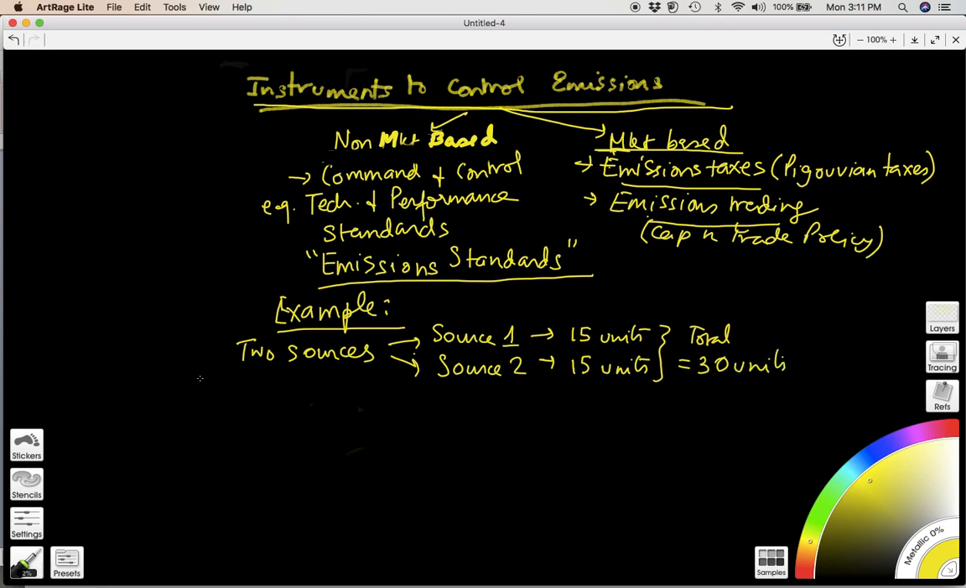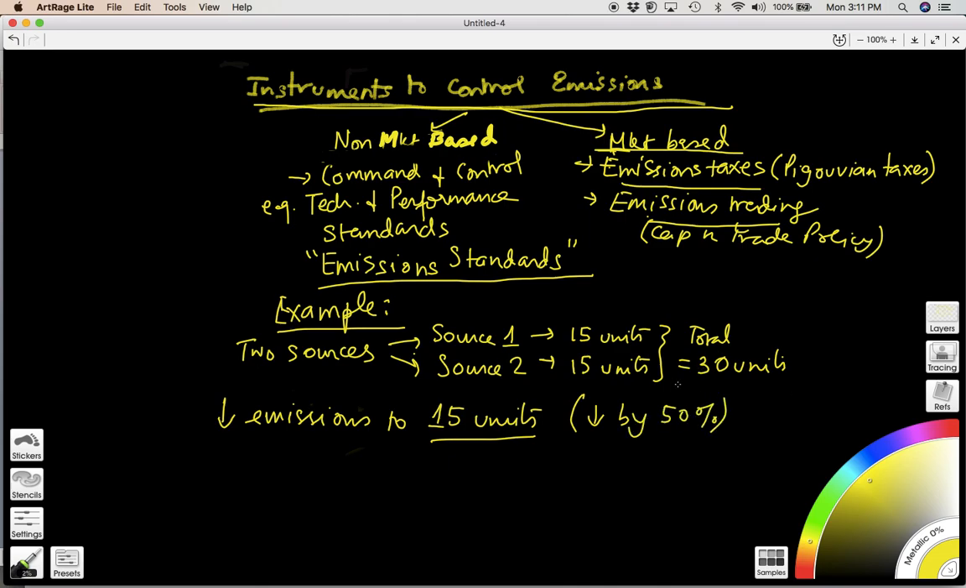Okay. So now we have to cut down emissions to a total of 15 units total, right? So that means reduce by 50%, right? Previously emissions level at 30 units, we want to cut it down to 15 units. Okay, so how do we do that? So basically, our problem is how to achieve this target of 15 units at the minimum cost.